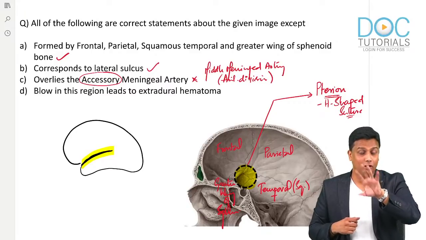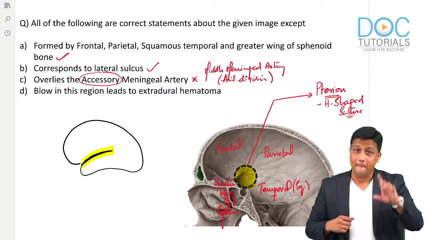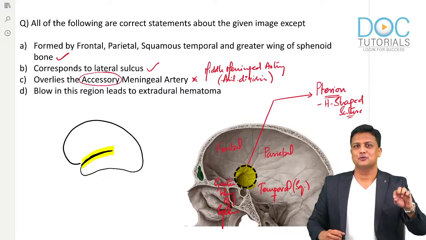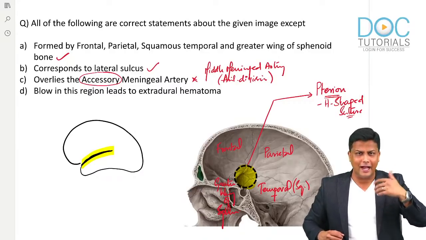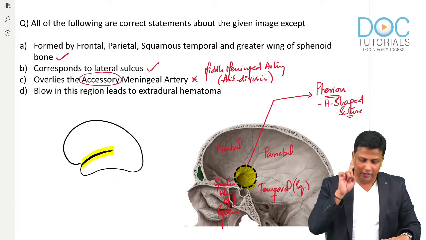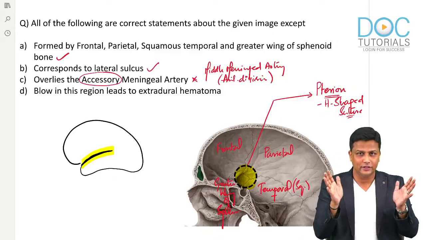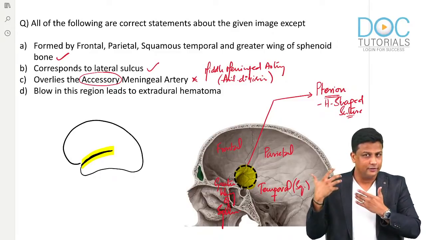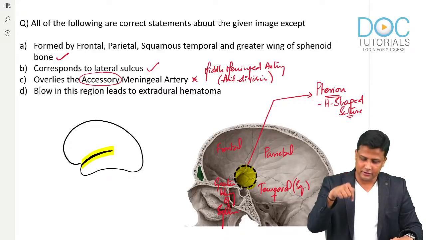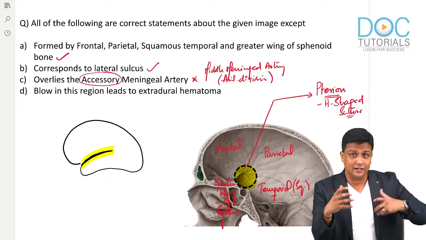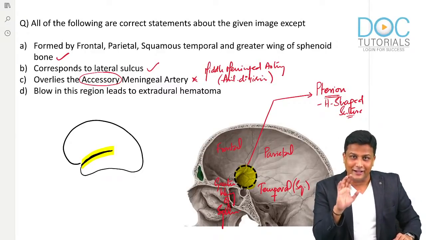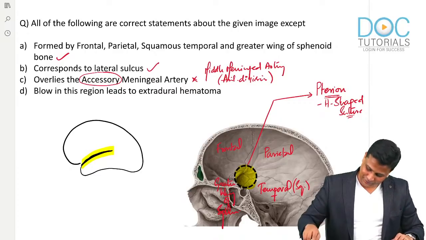I know all of my students know the middle meningeal artery, but I now want my students to even remember the division also, the anterior division. Why? Because the middle meningeal artery will enter there and divide into two divisions over there. It will be the anterior division present over here. So might be next time they'll go more in depth and give you the anterior division. So be ready for that part.